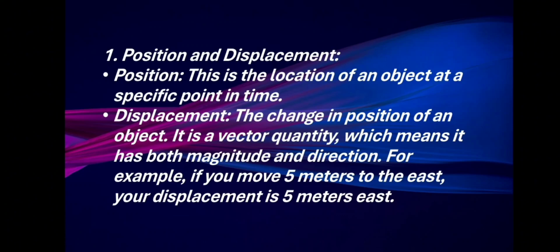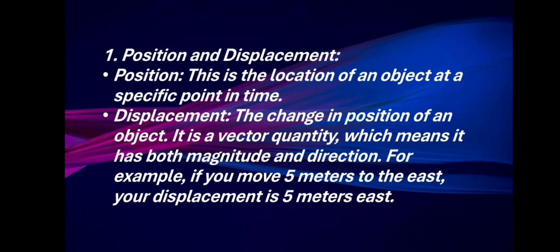At first we can see position and displacement. Now let's read what is position. Position is the location of an object at a specific point in time. That means position is the particular place of an object. If you place a book on your bed, the position of the book is the bed.